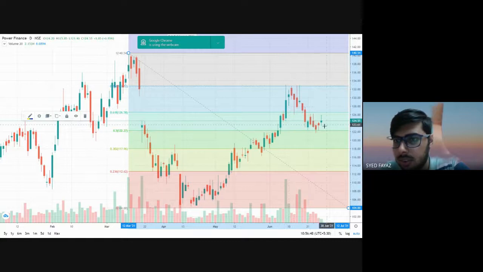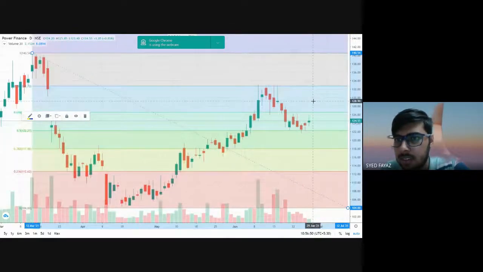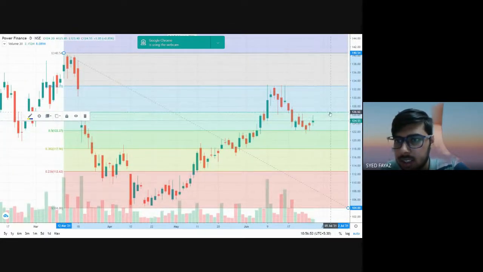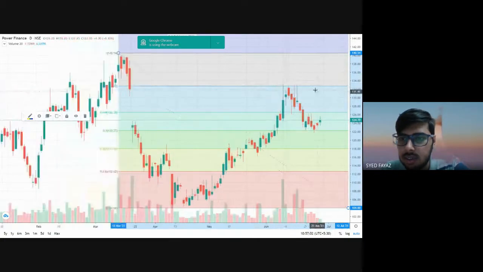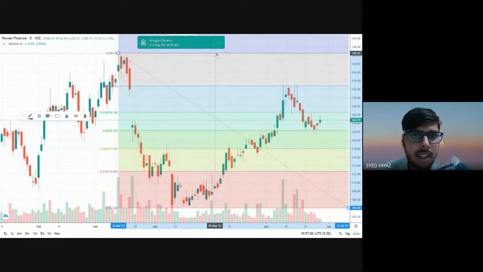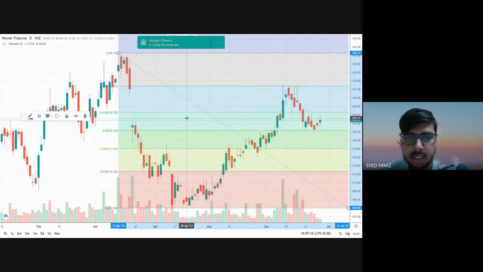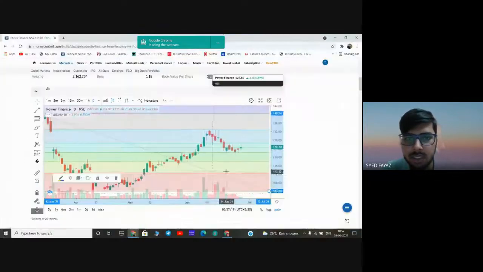Now if we see over here, if this candle is able to break the 126 level and again the 122 level, which is again acting as a resistance for the stock price, if it breaks here, then the next target would be 140. So in this way, the traders can use these various indicators along with the fib retracement level to see when to enter the stock and when to exit the stock.